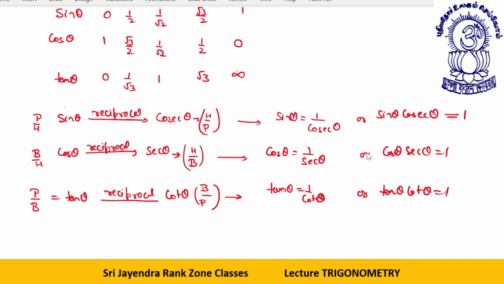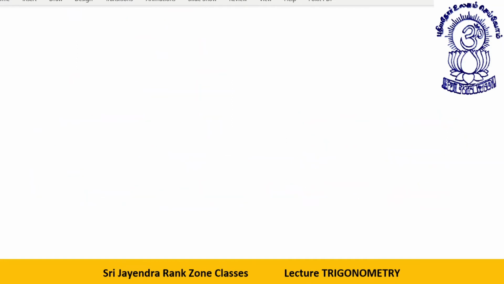You got this thing: sin theta into cosec theta is equal to 1, cos theta into sec theta is equal to 1, tan theta into cot theta is equal to 1. These are the basics which you must be knowing. Now let's start with some basic examples or basic questions, whatever you may say them.